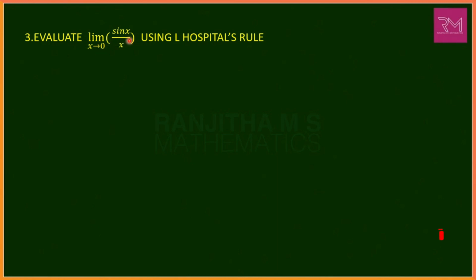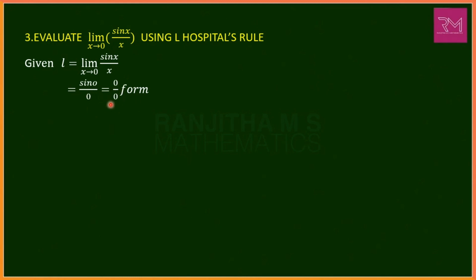Evaluate limit of sin x by x as x tends to 0 using L'Hospital's rule. First take the given limit, that is L is equal to limit of sin x by x as x tends to 0. What's the first step? We have to substitute x value as 0 here. We get sin 0 by 0, which is equal to, we know that sin 0 value is 0, divided by 0. Hence we get the value of the form 0 by 0.